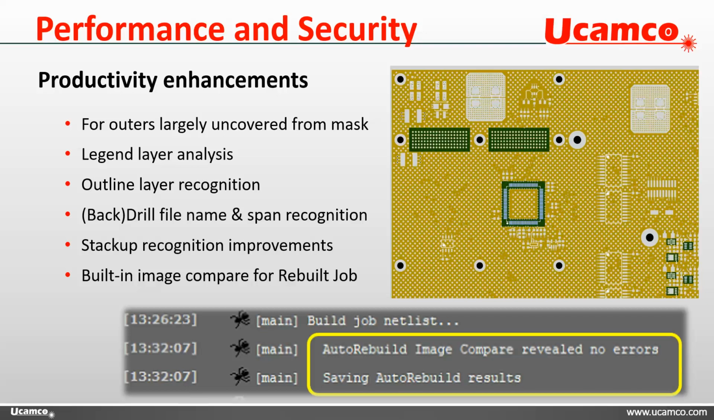Legend layer analysis is the same story, but a different area. Let's say it's a case where we received a number of legend layers that contained a whole lot of different contour apertures. Now, that too in the old days could lead to a decrease in performance.